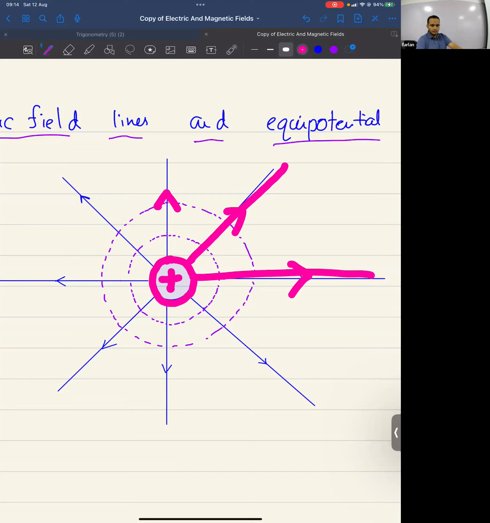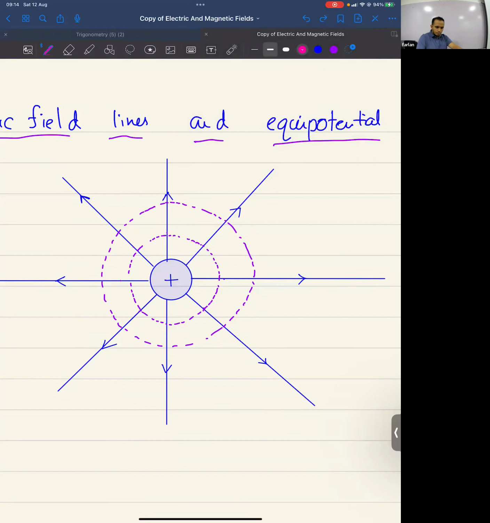Why? The reason is, look at this. Let's say I take a positive charge and keep it here. And at this point, I keep a small positive charge. It will experience a force which way? Away, right? Due to this positive charge, the positive charge I keep here will experience a force away. So the electric field line at this point will be away.